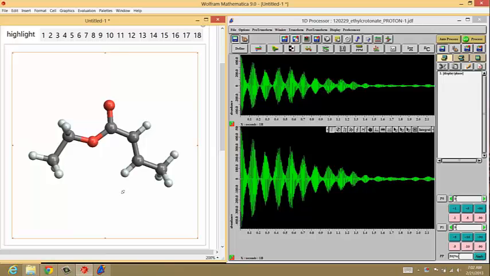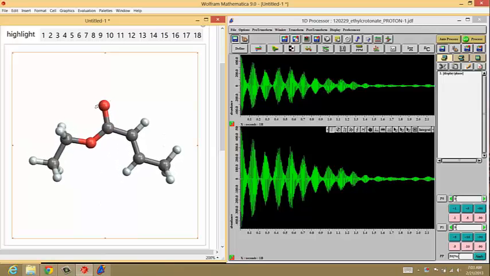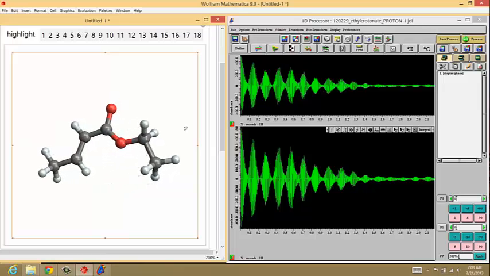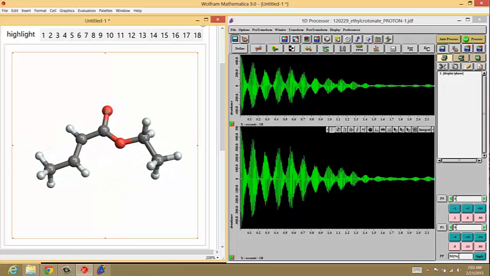Note that my molecule here does have a double bond right here. This is a double bond, and then this is a carbonyl. But my model viewer doesn't show double bonds very well. But if you notice, we've got 1, 2, 3, 4, 5, 6, 7, 8, 9, 10. We've got 10 protons, 10 hydrogens in this molecule. And we want to look at the proton spectrum to see if we can identify those different hydrogens.